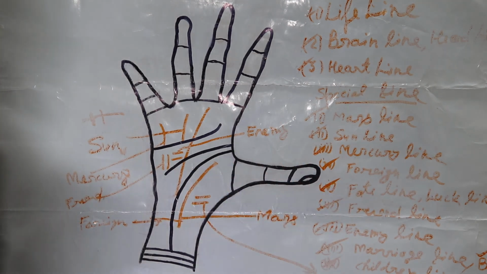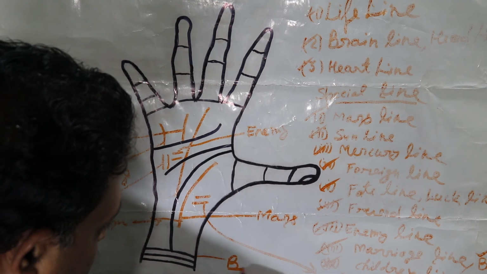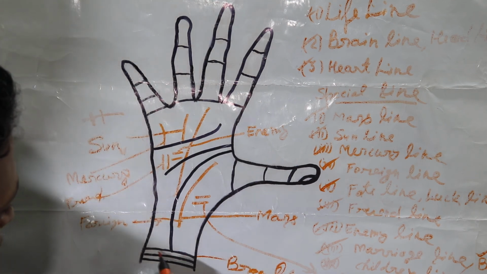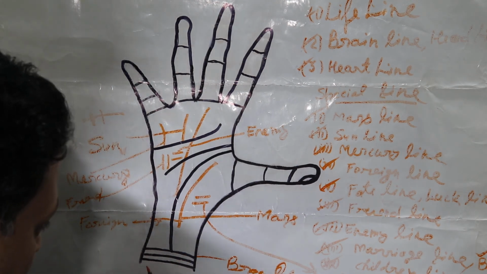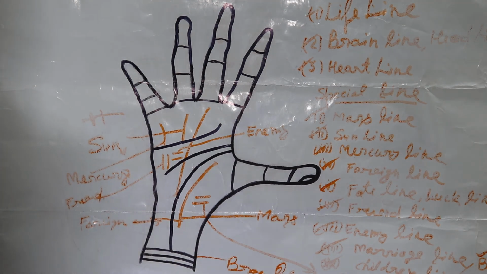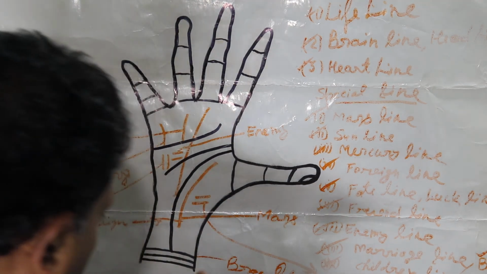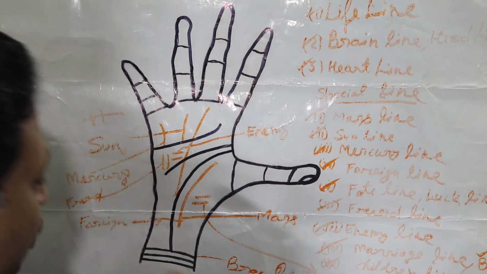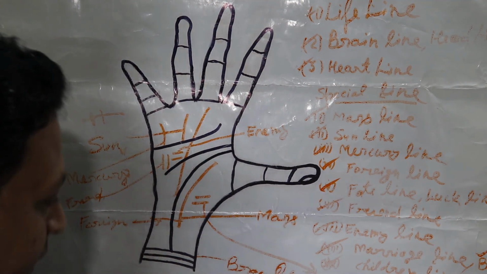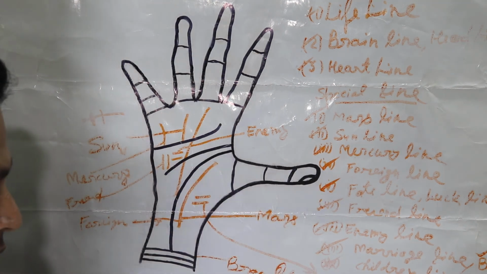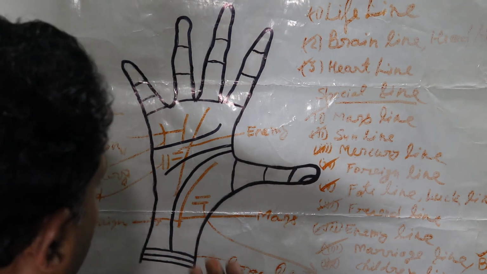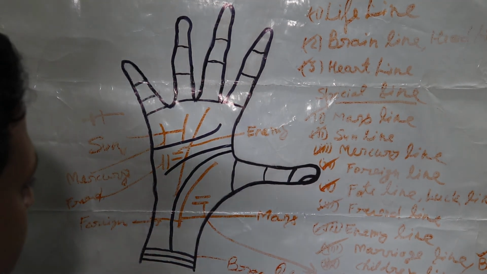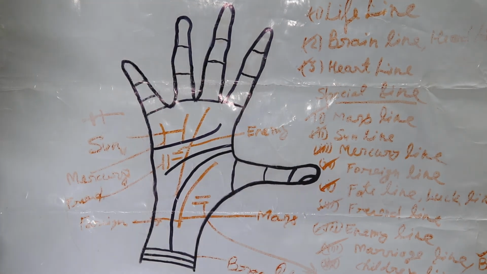One more line is there, that is the bracelet lines. It can be 1, 2 or 3, or can be 4. If a person has one line or 1.5 lines, then the results are different from 2 or 3. So we will decide how many bracelet lines are in a palm. Then we can conclude the result about bracelet lines. They tell about a person's health and his progress also. So these are also specific lines.